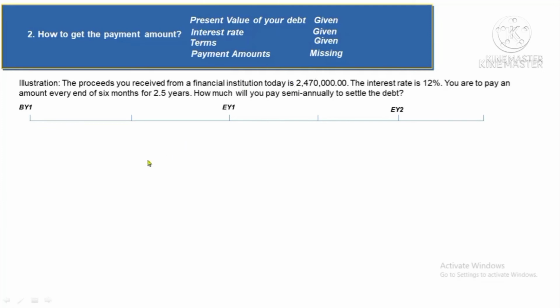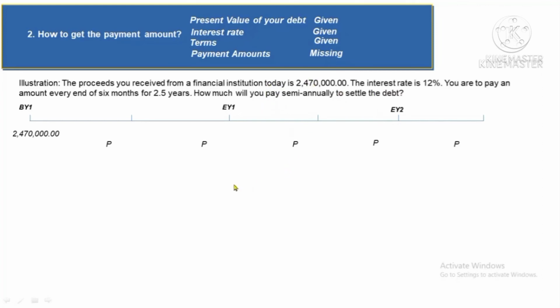So in here, based on the problem, you are going to recognize the present value of liability of 2,470,000, and you should remember that the proceeds that you have received is actually the present value of your liability today. And then according to the problem, you're gonna pay here, here, here, and here, and also here, so that you will have a zero liability at the end of 2.5 years. It is also mentioned in the problem that the implicit interest rate is 12%. However, we cannot use the 12% because it said in the problem we are having semi-annual payments.